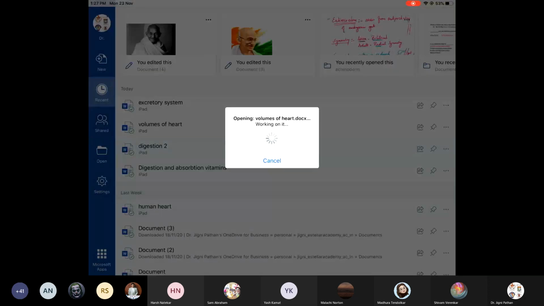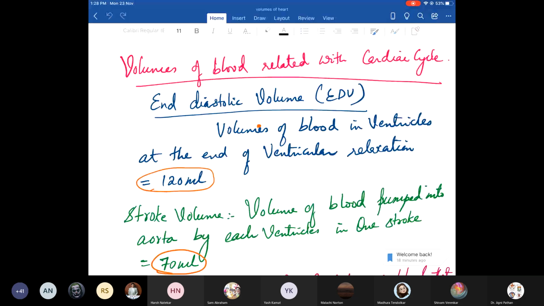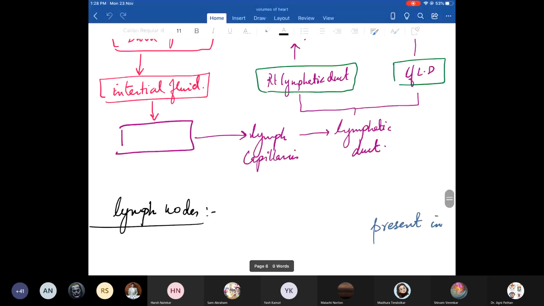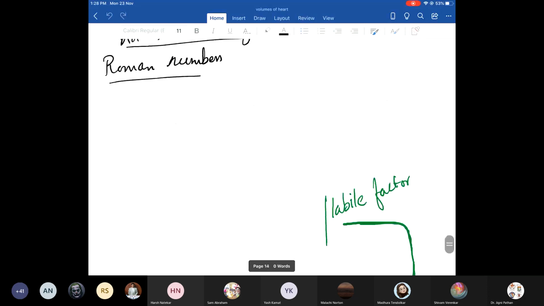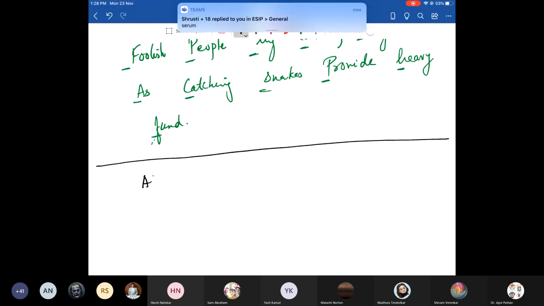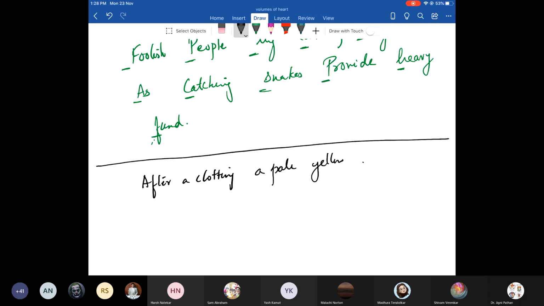After clotting, a pale yellow liquid oozes out. If you have seen, after the clot, there's a pale yellow liquid that surrounds the clot. What is it called? Serum. Very nice. We forgot to mention the serum. So, after clotting, a pale yellow liquid oozes out from the clot, called serum.